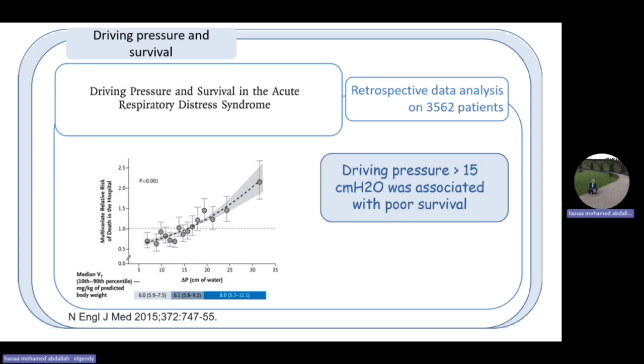So driving pressure is better not to be more than 15, and in some trials it's accepted up to 18. A driving pressure of more than 18 was associated with poor survival. So it's important to keep an eye on the driving pressure for all your patients. Keep an eye on the plateau pressure, and keep an eye on the driving pressure. As we said, we measure the plateau pressure in volume controlled patients by using the inspiratory hold for 3 to 4 seconds.